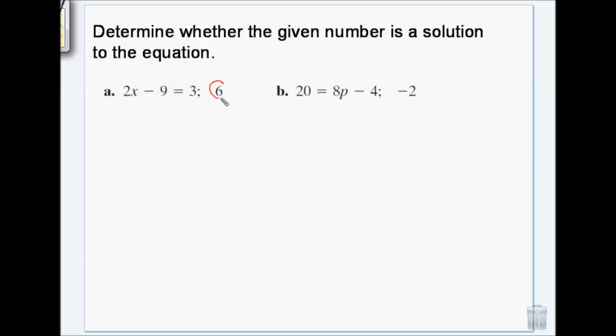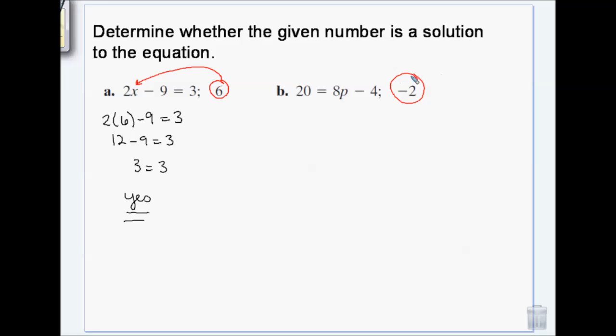6. To determine if it's a solution, I take that 6 and I plug it in for x. So I get 2 times 6 minus 9 equals 3. Well, this is 12 minus 9 equals 3. 12 minus 9 is 3. Does 3 equal 3? Yes. So it is a solution.